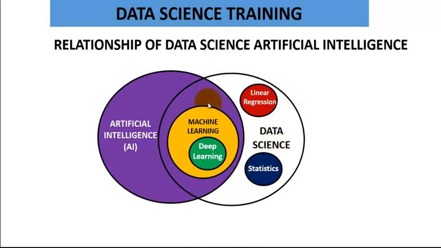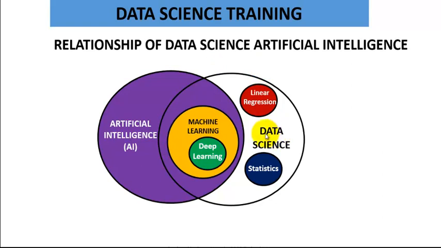Now look at the circle of data science. The data science circle is white, but part of it enters into artificial intelligence. Where artificial intelligence and data science meet is in the area of machine learning and deep learning. So when you are learning machine learning and deep learning, you already have the tool for artificial intelligence. At the same time, you have the tool for data science.